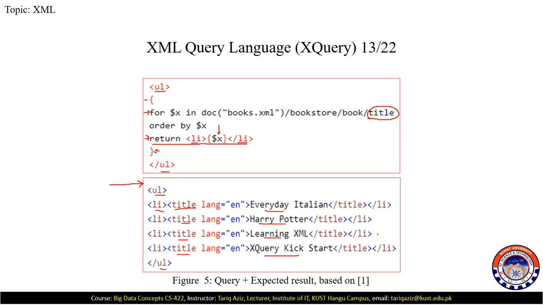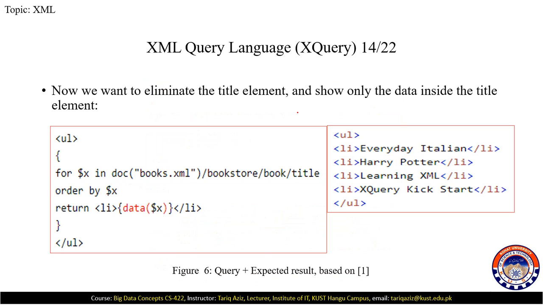Okay. Now, dear students, here it says that if we want to eliminate the title element, then what do we have to do? We only want to show the data inside the title element. The question is, in this case, we don't want the title element. We want to eliminate the title element. We just want the data inside the title element. So what do we have to do? For this purpose, we use the same query as we discussed previously, but look at this statement.